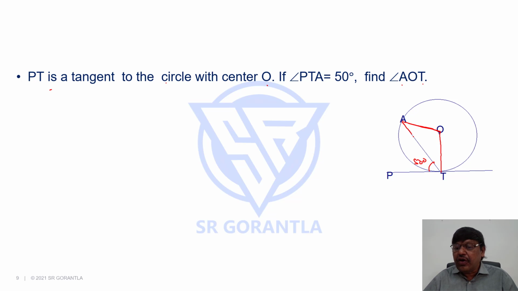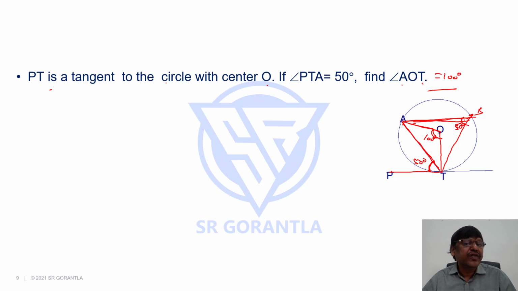The angle between a chord and tangent in a segment equals the angle subtended by this chord in the alternate segment. Suppose there is a point B here, then this angle ABT will be 50 degrees. Why? Using the alternate segment theorem. So this is going to be 50. Now if ABT is 50, what will be AOT? The angle at the center is going to be twice the angle at the circumference, so if it is 50, this is 100. So my answer is angle AOT is 100 degrees.